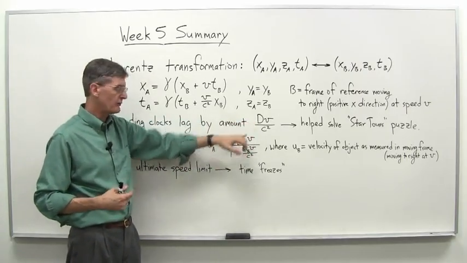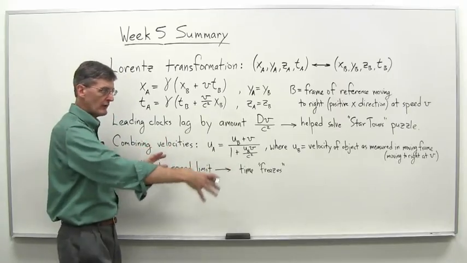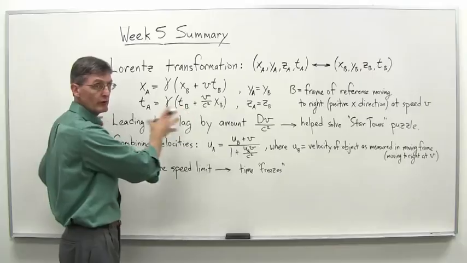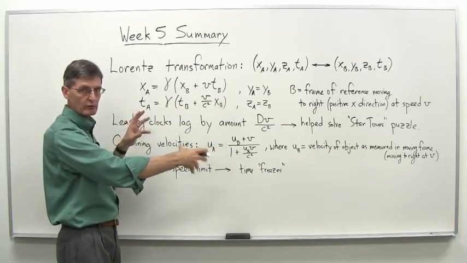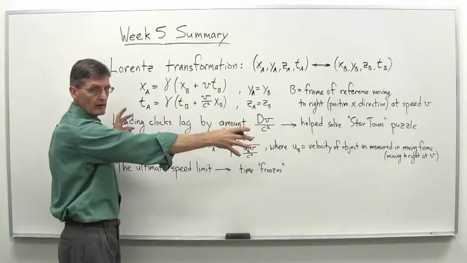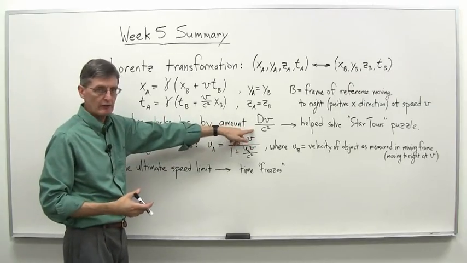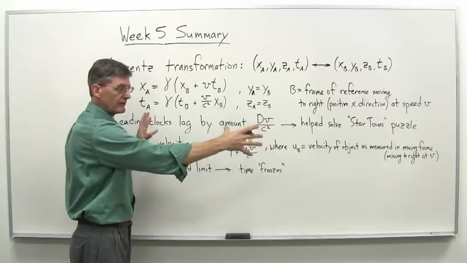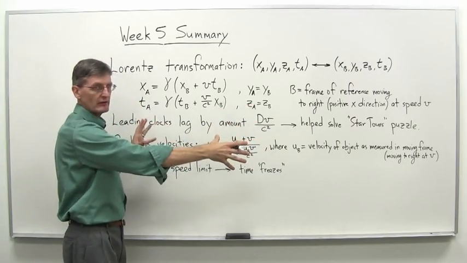D is the distance between the two clocks in the frame that's moving. So again, if you have a rocket ship with two clocks, one at either end, and we see it moving past us, then the leading clock is going to lag, as we argued qualitatively earlier this week. The leading clock will lag the trailing clock as we watch it go by. And now we've discovered the exact amount it will lag by. This distance d is the distance in the frame of reference of the spaceship, so it's not a contracted length or anything like that.